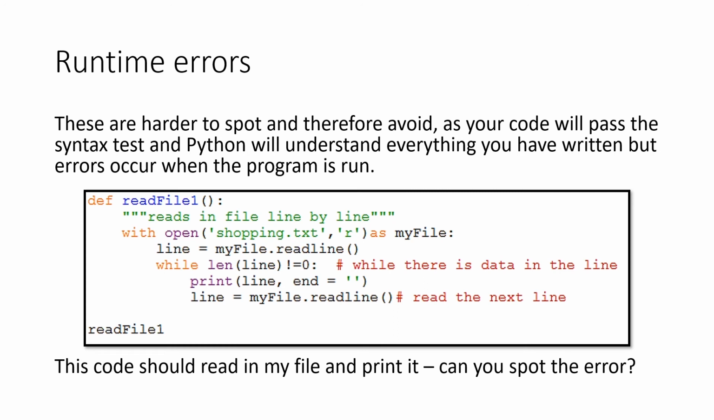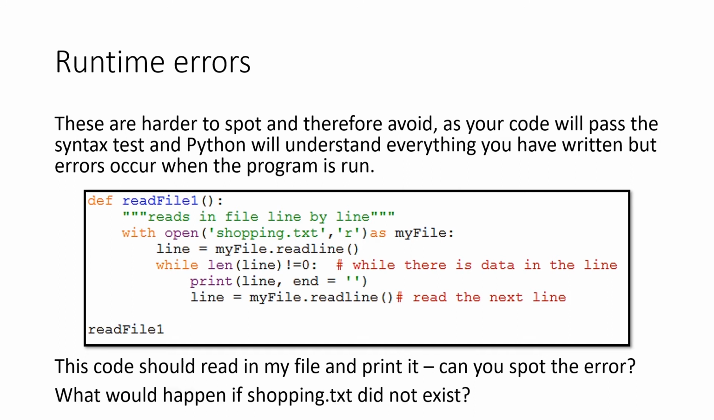Now, looking at this, you've got a subroutine called readFile1. You know it's a procedure because it's not returning anything, and it's opening up a file. But if you were to run that program, nothing would happen whatsoever. So there's a problem with a runtime on it, and there's an error to fix on that. Now, the other error to consider is, imagine shopping.txt wasn't there when you try to open up and read in. What would happen then?